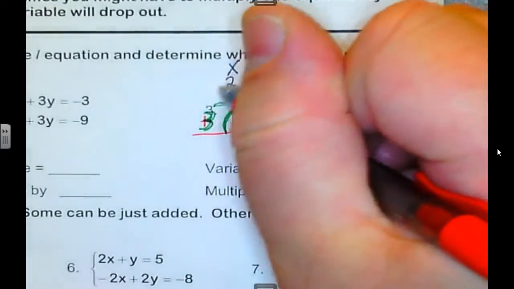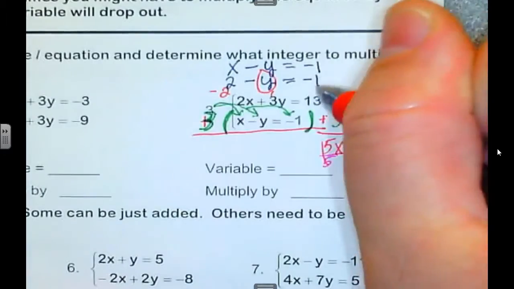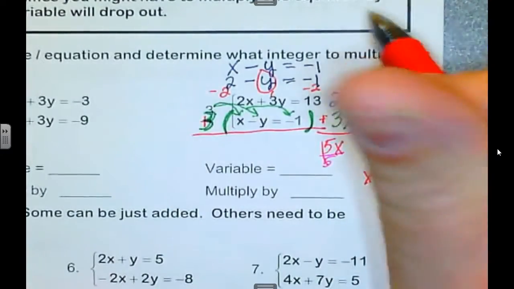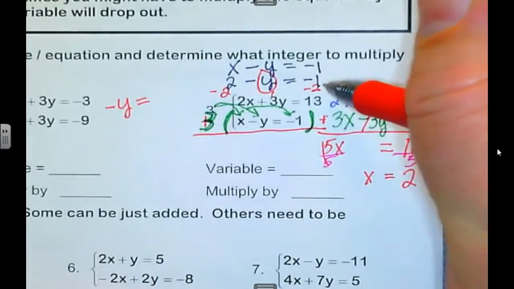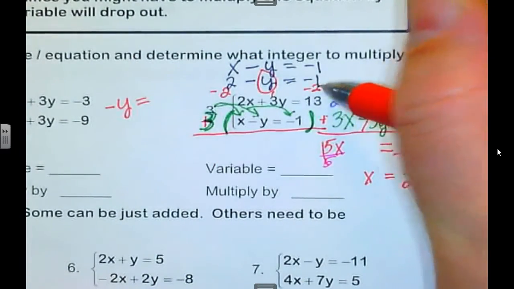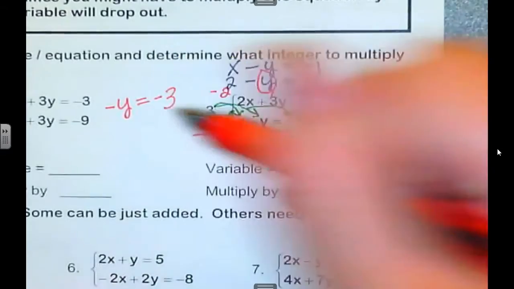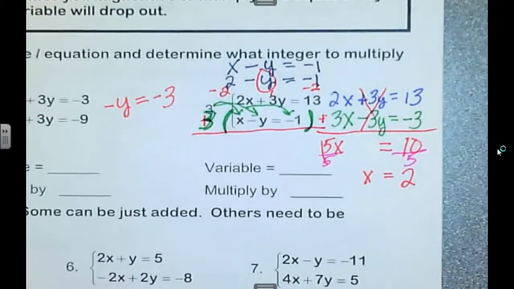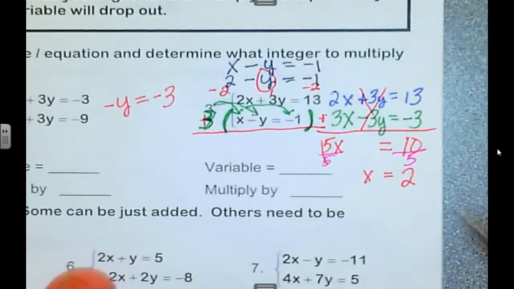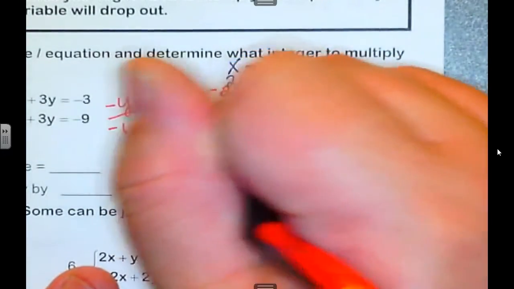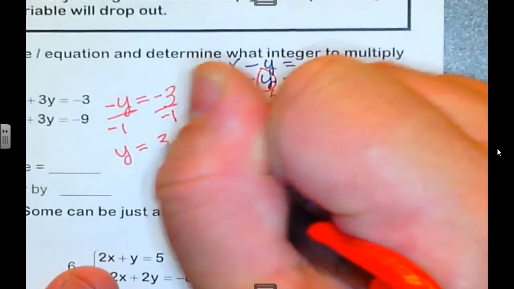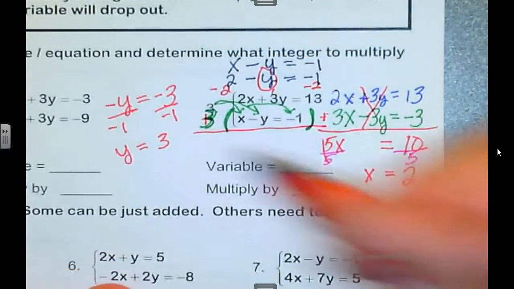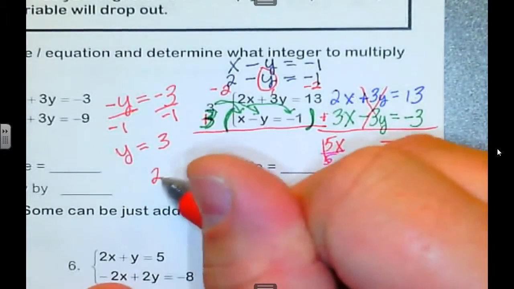I'm going to subtract 2 from both sides. So I have negative y equals negative 1 minus 2, which is negative 3. And then I have to get rid of the negative sign, so I just divide by negative 1. So y is going to equal 3. So my answer here is (2, 3).